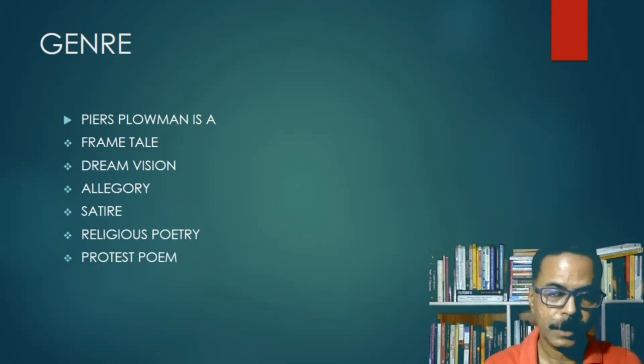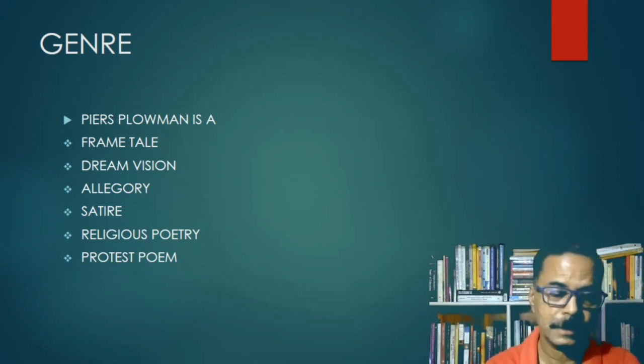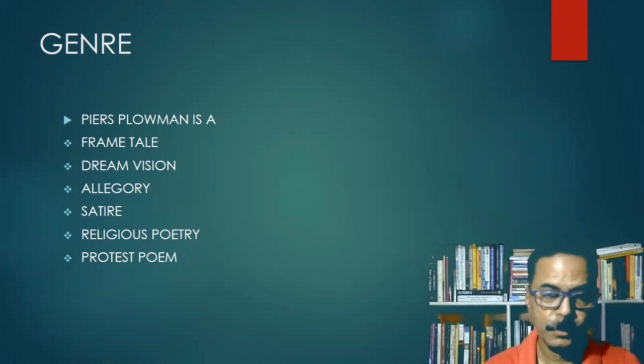Now, here, what happens? The poet falls asleep. He actually goes out on a May morning and falls asleep. And that is the frame narrative. And in his sleep, he has a dream. And because the story is told in the form of a dream, it is called a dream vision, another popular literary genre of the medieval period.